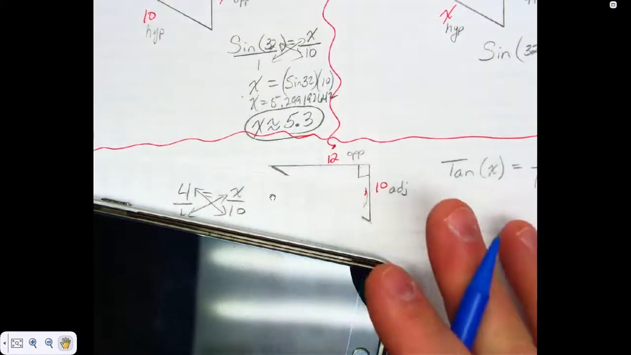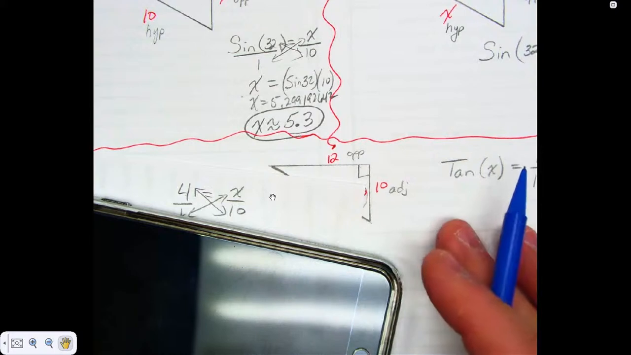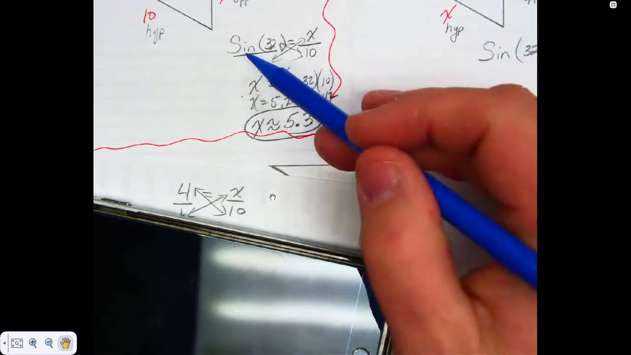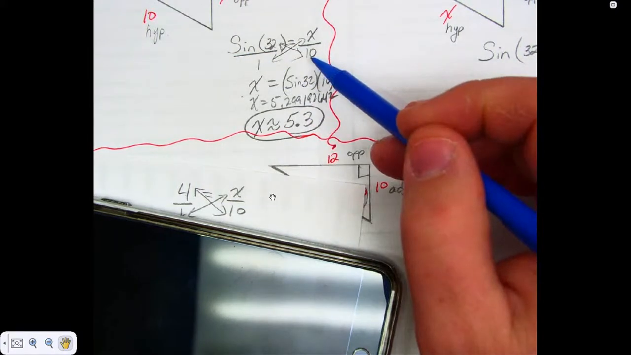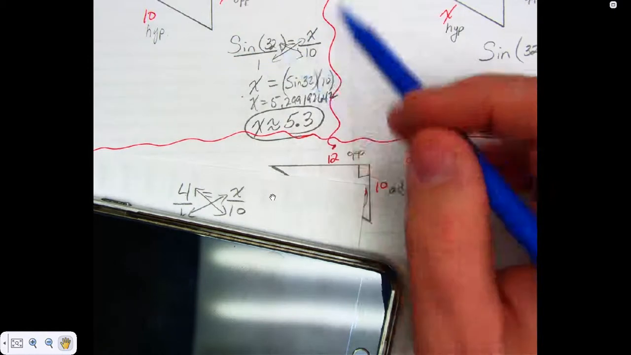Isn't that ridiculously simple? I mean, you put it over 1 and you cross multiply. Whether I change that to tangent or cosine, change that to 150 and change that to y, it doesn't change, does it? You're still going to do the same process.